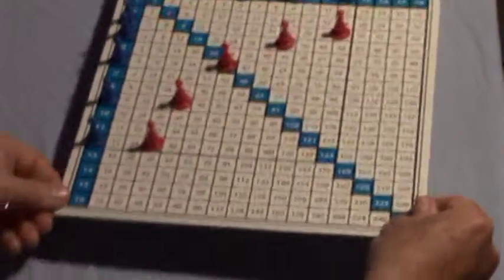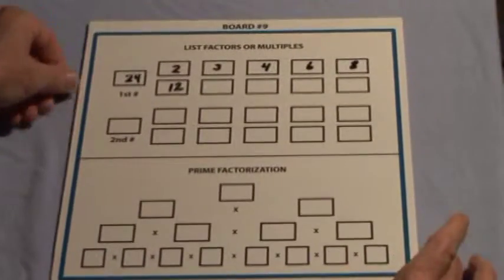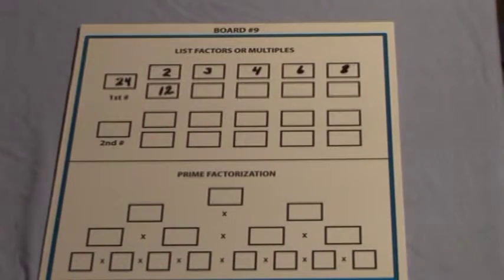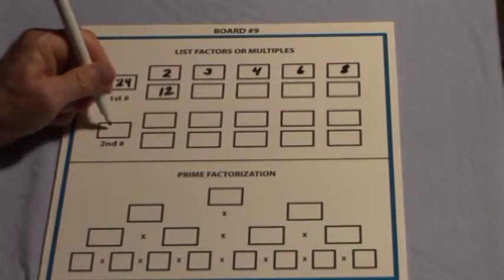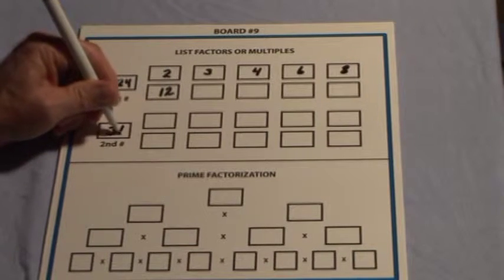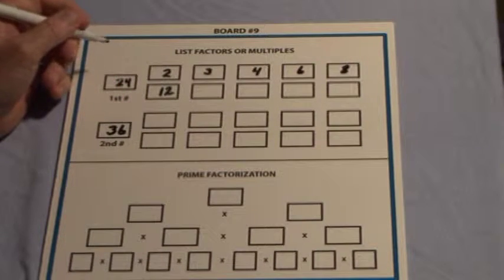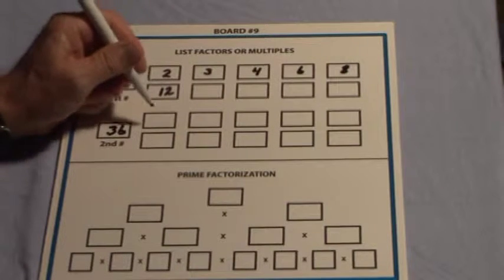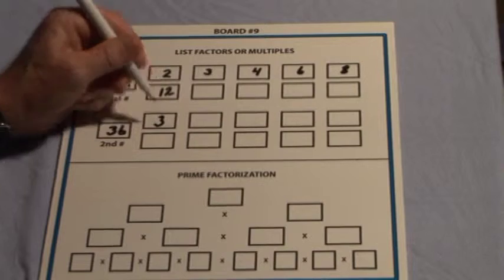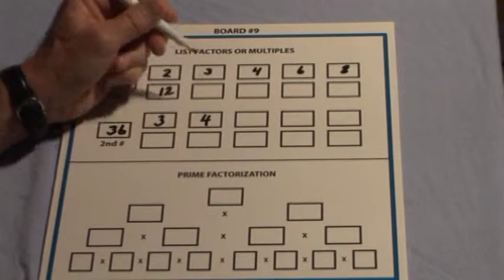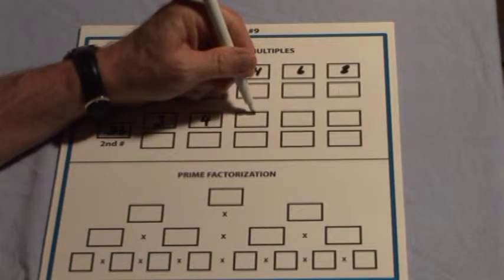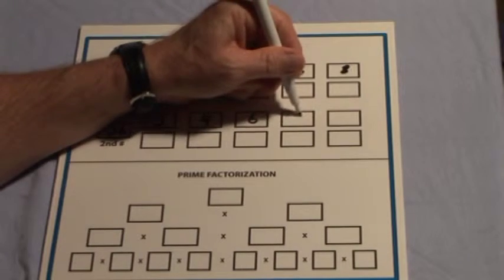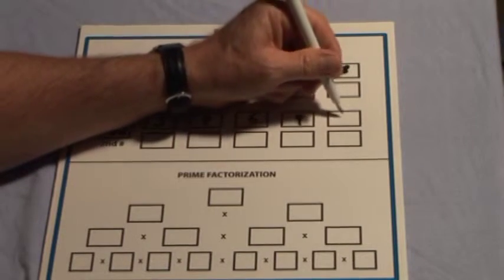Removing board number 3 and once again replacing it with board number 9. The numbers that we would write in this case, first of all, we put in the number 36, and all of the factors that we recorded along the top row of board number 3, we would begin with the number 3, 4, the number 6, the number 9, and finally the number 12.